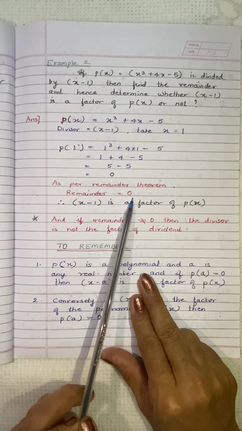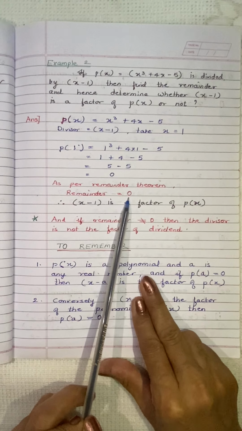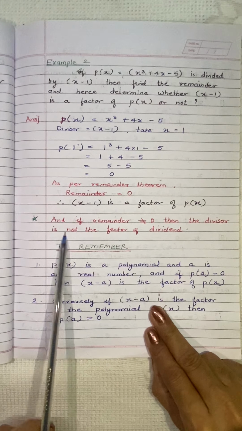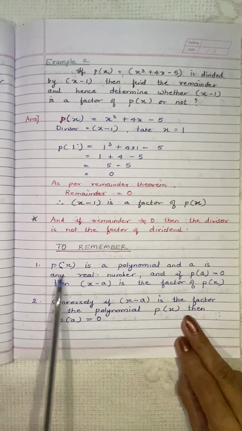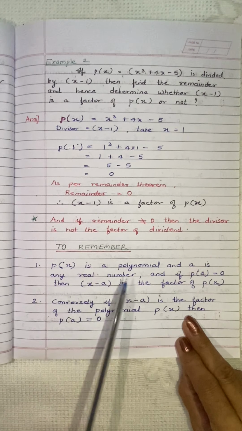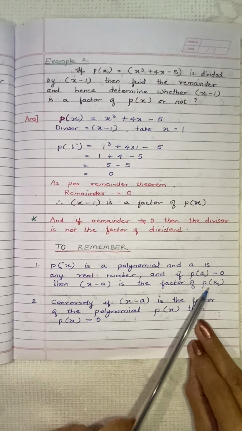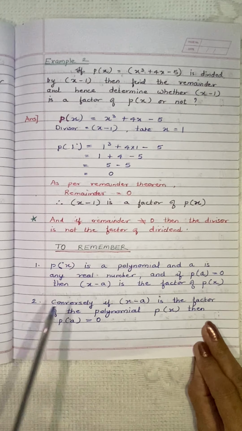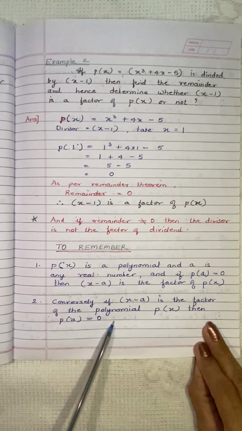When the remainder is 0, it means there is a complete division. We know that when division is complete, the remainder is always 0. And if the remainder is not equal to 0, then the divisor is not a factor of the dividend. To remember: p(x) is a polynomial and a is any real number, and if p(a) is equal to 0, then x minus a is a factor of p(x). If we get a remainder 0, then it is a factor of p(x), the dividend. Conversely, if x minus a is a factor of polynomial p(x), then p(a) is equal to 0.